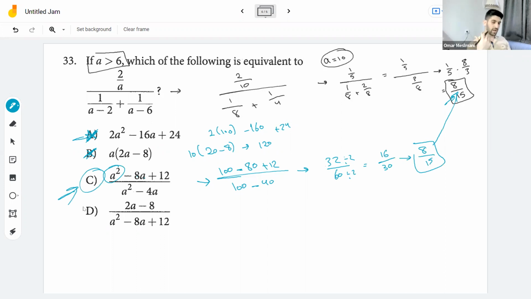Okay, can I choose any number above 6? Any number is going to be the same answer. But listen here, when you're choosing numbers, try to choose a number that you are good with. Why am I choosing 10? I'm choosing 10 because when I'm squaring the 10, I'm multiplying 4 times 10. It's so easy.